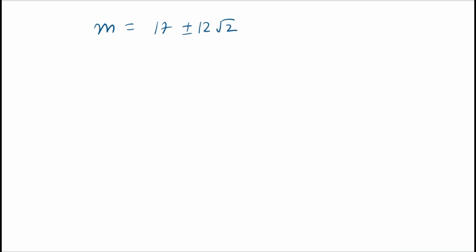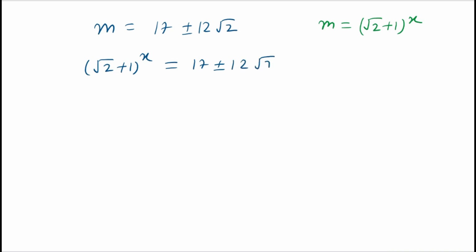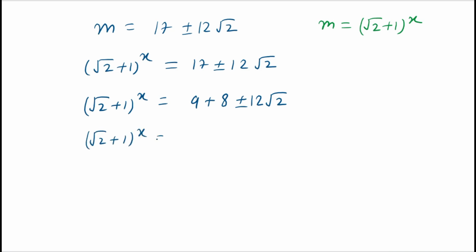And we know that the value of m is equal to (square root of 2 plus 1) to the power x. So this m is replaced by (square root of 2 plus 1) to the power x, and this is equal to 17 plus minus 12 times square root of 2. On the left hand side, (square root of 2 plus 1) to the power x, and this is equal to, this 17 is the same as 9 plus 8 plus minus 12 times square root of 2.